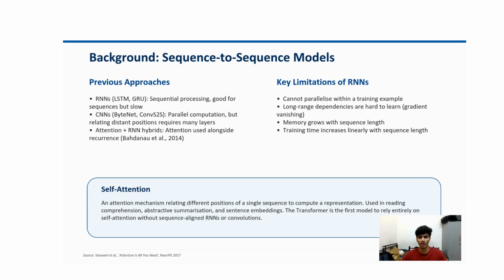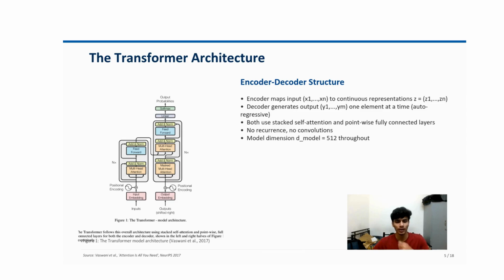Self-attention, on the other hand, allows each token to directly attend to all other tokens in the sequence. This provides a more efficient and flexible way to model relationships, making it a powerful alternative to traditional approaches. Coming to the transformer architecture, it is built around the idea of the attention mechanism. It follows an encoder decoder structure, which I already discussed in previous slides, similar to previous sequence to sequence models, but replaces recurrence and convolution with attention layers.